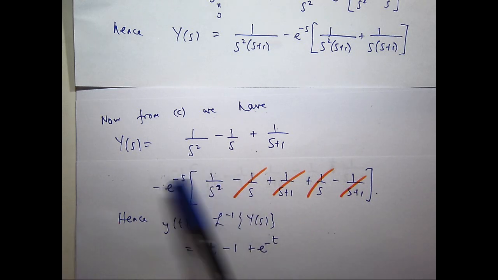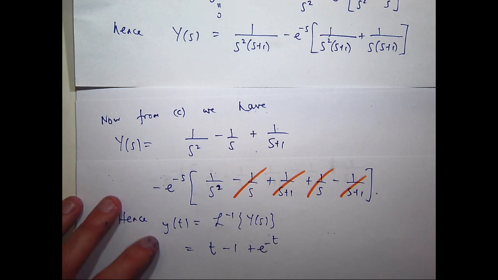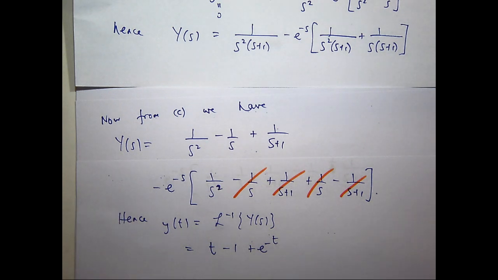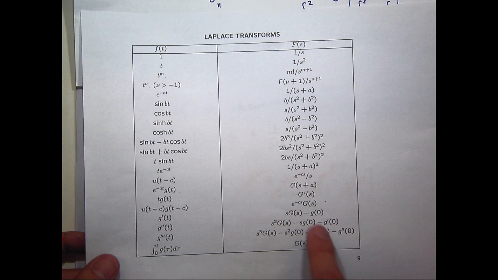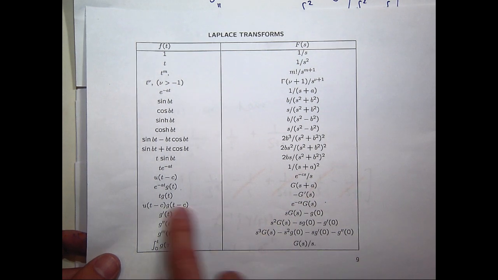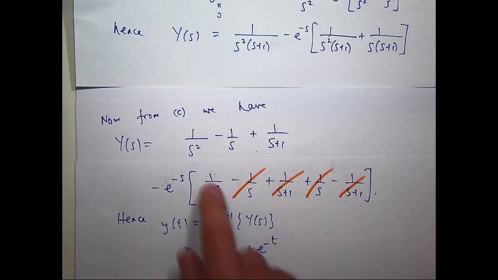And now the last thing we have to do is calculate the inverse transform of minus e to the minus s times 1 on s squared. Well, let's use our table. Okay, so we actually got these in part C, but we haven't got this yet. It's this, e to the minus s times a function of s. So if you look here, it's the second shifting theorem. So the second shifting theorem gives us our final transform.